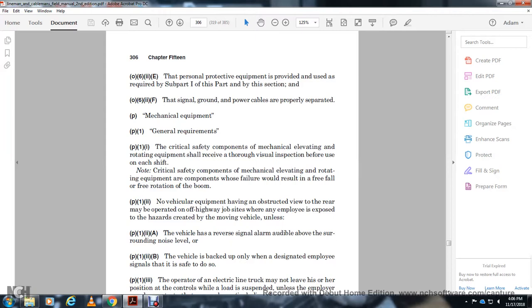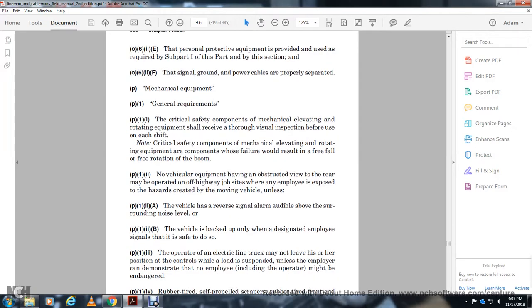No vehicle or equipment that has an obstructed view to the rear may be operated outside the job site with an employee exposed to the hazard created by the backing movement of the vehicle, unless the vehicle has a reverse signal alarm audible above the surrounding noise level. The vehicle is backed up with a designated employee giving signals, if safe to do so.